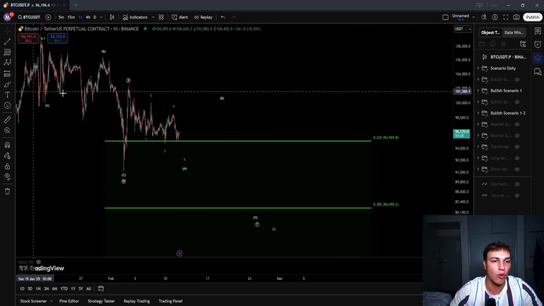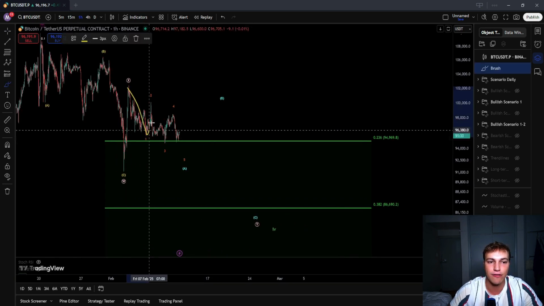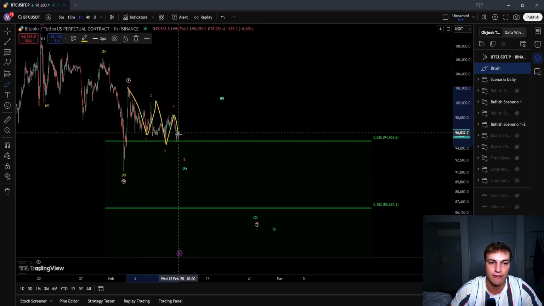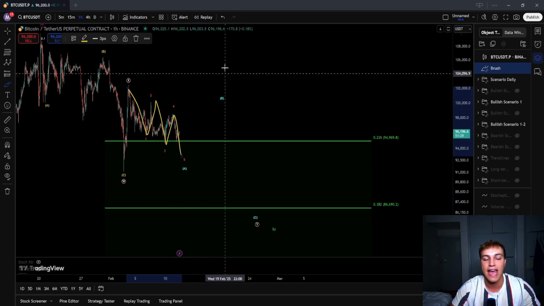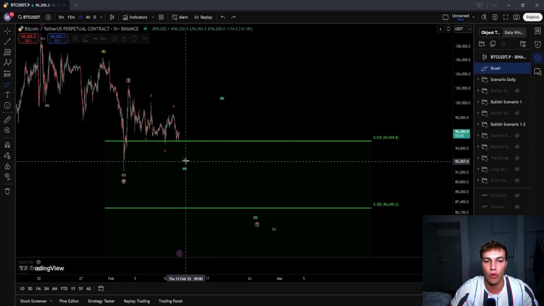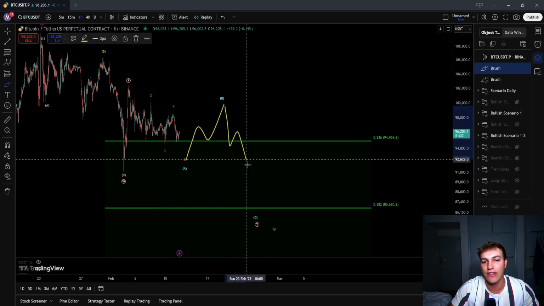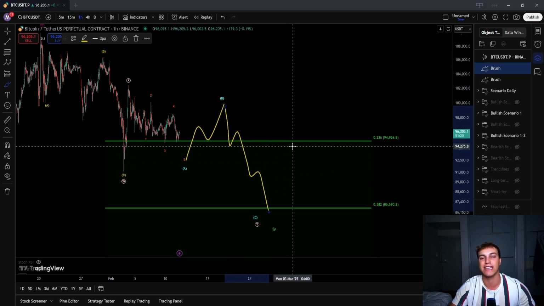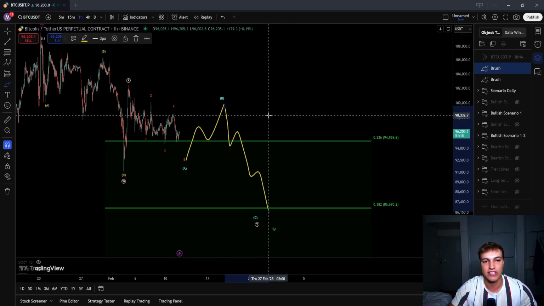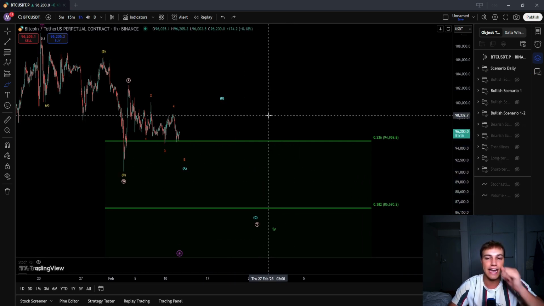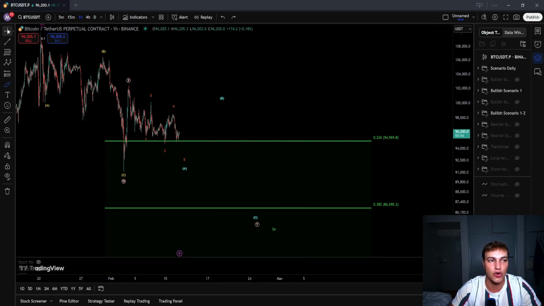Now, that would mean that in the ABC, we have a 5-3-5, remember from the drawings. So we are looking for a 5-wave move in the A that we possibly have here in a diagonal, and then a 3-wave structure in B, and then another 5-wave structure in C. This is the second scenario on the chart, and still targeting this green box.